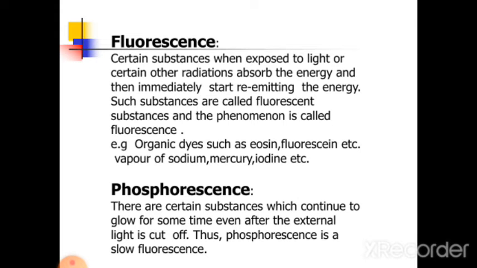Certain substances, when exposed to light or certain other radiation, absorb the energy and then immediately start re-emitting the energy. Such substances are called fluorescent substances. This phenomenon is called fluorescence. Examples: organic dyes such as eosin, fluorescein, etc. The vapors of sodium, mercury, iodine also show fluorescence. Next, we see about phosphorescence. There are certain substances which continue to glow for some time even after the external light is cut off. That is called phosphorescence. It is a slow fluorescence effect.